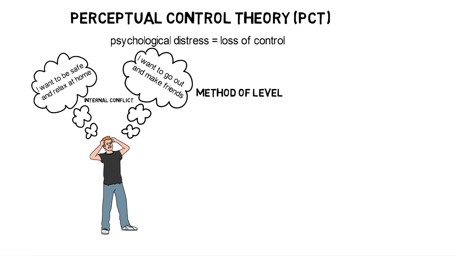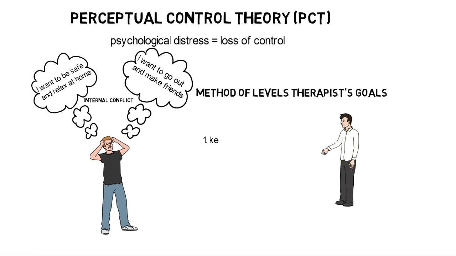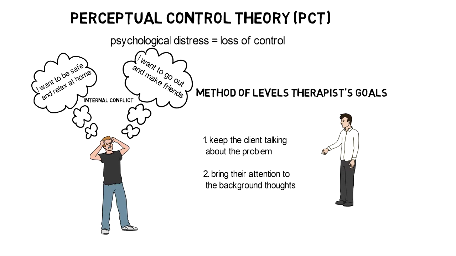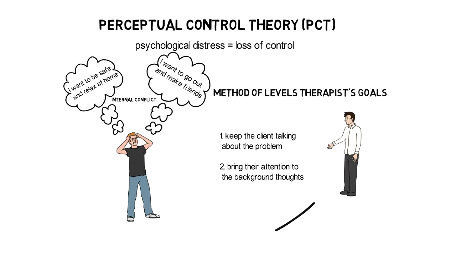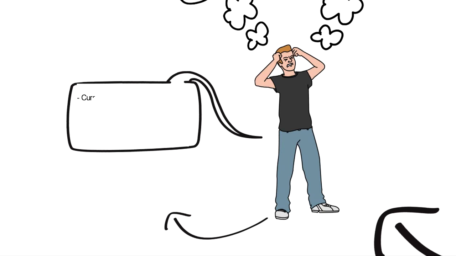The Method of Levels therapist has two goals: to keep the client talking about the problem that is at the foreground of their awareness, and to help bring the client's attention to their background thoughts at the edge of their awareness. Through this questioning, the clients get to talk openly about their current experiences as they occur. They get to share their thoughts about what it is they're doing that is a problem. They get to describe their conflicts that they may have in their life. And maybe most importantly, they get to see this whole issue from a higher perspective, one that relates to their identity, ideals, values, and self-concept.